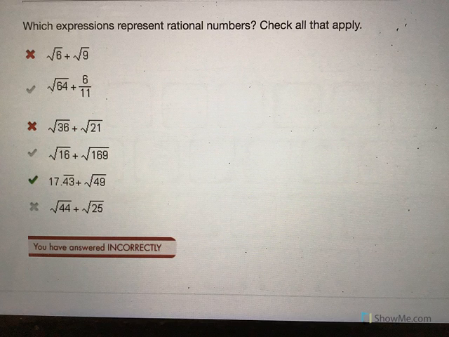Square root of 16 is 4. What's the square root of 169? Well, if you didn't know that, you could use your calculator, but square root of 169 is 13, because 13 times 13 is 169. So this definitely is rational.